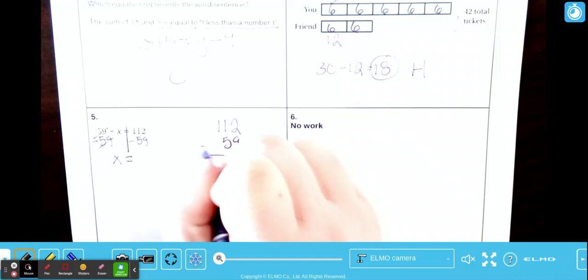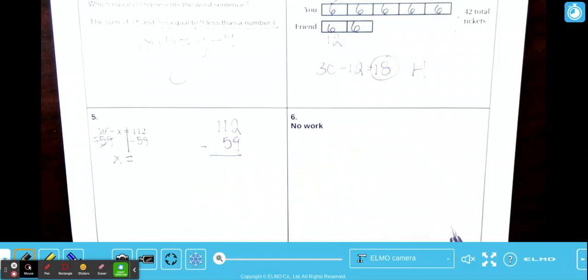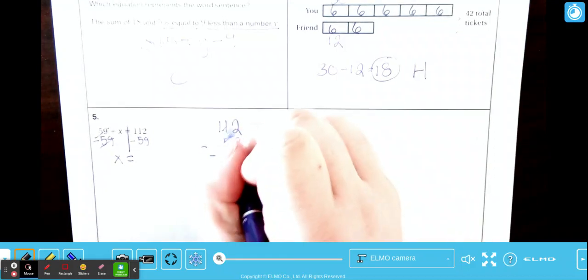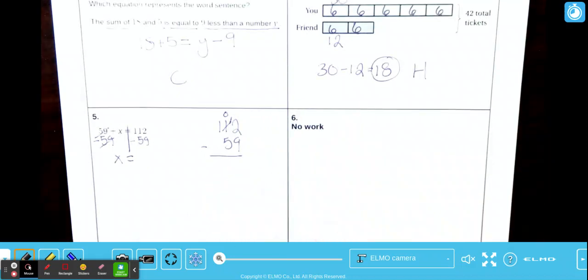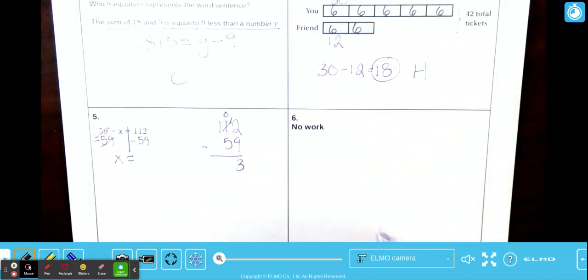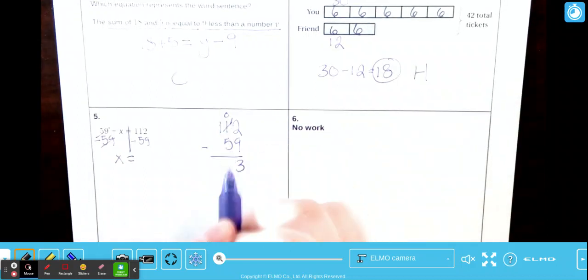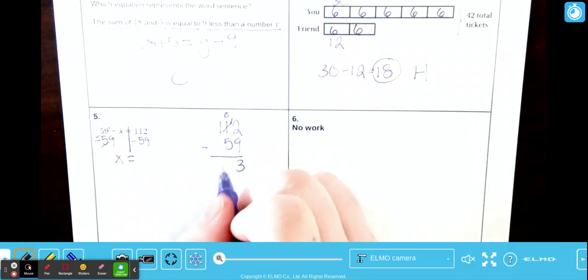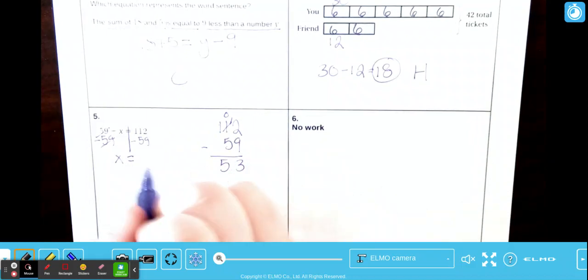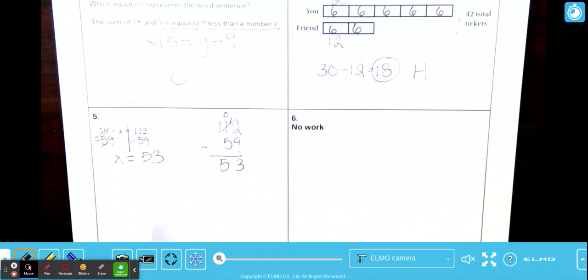Can I do 2 minus 9? No, so I need to borrow. This 1 becomes a 0, and my 2 becomes 12. What's 12 minus 9? 3? Can I do 0 minus 5? No, so this is actually 10 minus 5, which is what? 5. So what's my answer? X equals 53.